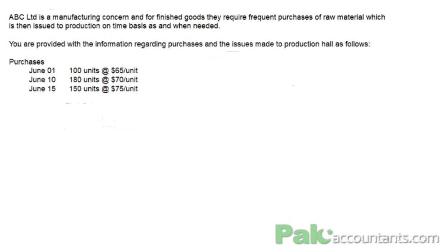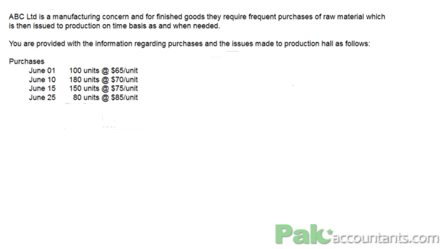Okay, and then you bought another package of goods on June 25, and the number of units that were bought was 80 units at, let's say, what do you suggest, 80 or 85? 85 per unit. Okay, let's go with that. Okay, this was the information about purchases.